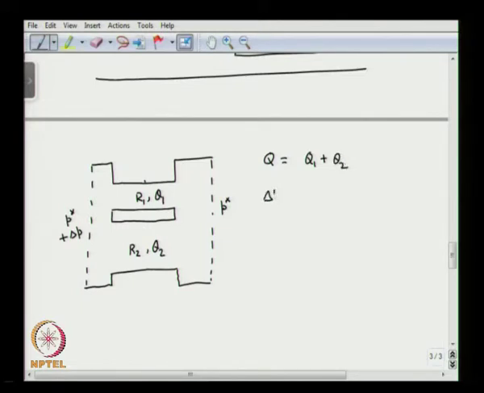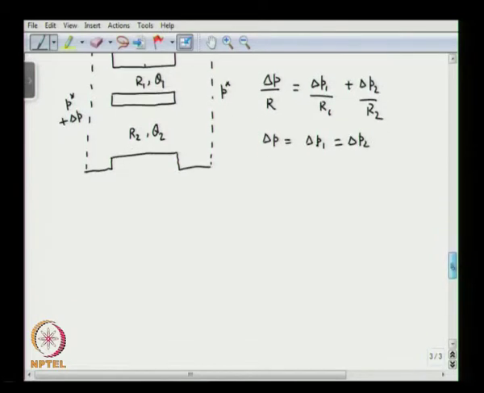So, we can write delta P over R is going to be delta P1 over R1 plus delta P2 over R2. Now, since they are connected in parallel, the delta P are equal. So, delta P equals delta P1 equals delta P2. So, the equivalent resistance, 1 over R, is going to be 1 over R1 plus 1 over R2.